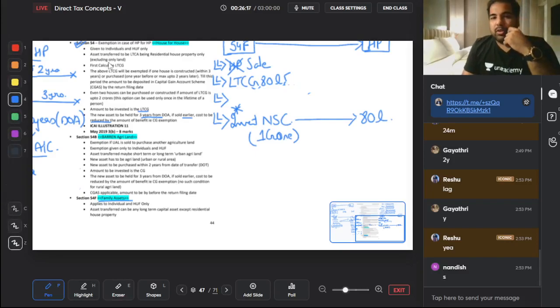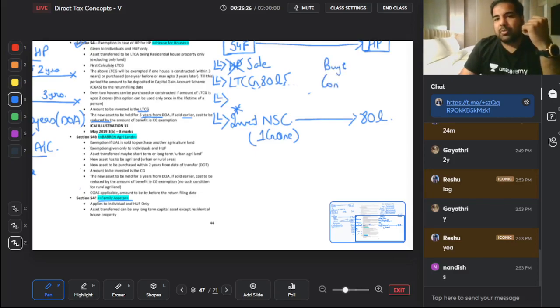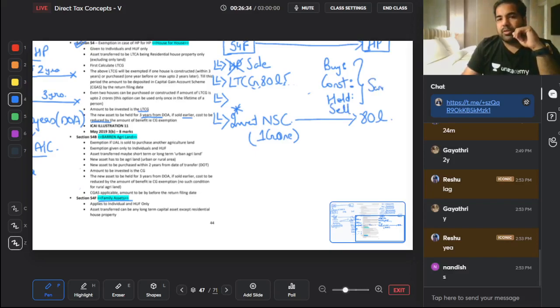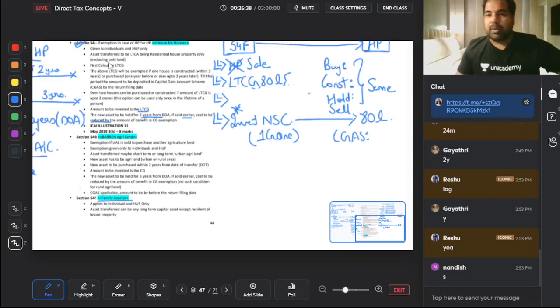Guys, that is your long-term capital gain exemption under section 54F. The same things, guys, you have to buy within certain periods, which is the same. You need to construct within certain periods, which is the same. You need to hold on for certain periods, which is all the same. If you sell it within 3 years, your cost will be reduced. So this is all the same. Yes, the capital gain account scheme will still apply here also. Yes, it will apply here as well. So this is the concept.